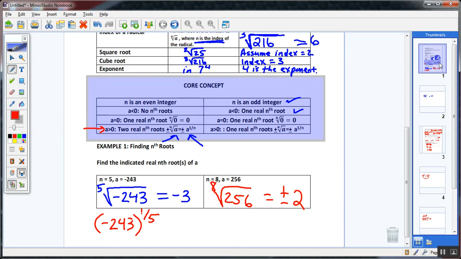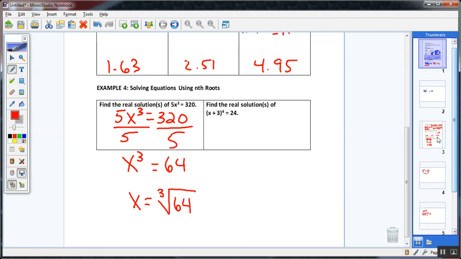N is what kind of an integer, kids? Is our index odd or even? Careful. We're looking for which root? The third. Is n odd or even, kids? It's odd, and our number is bigger than what? So we're going to have how many real roots? 1. Okay. So what is the cube root of 64? 4. And this one, x equals 4.